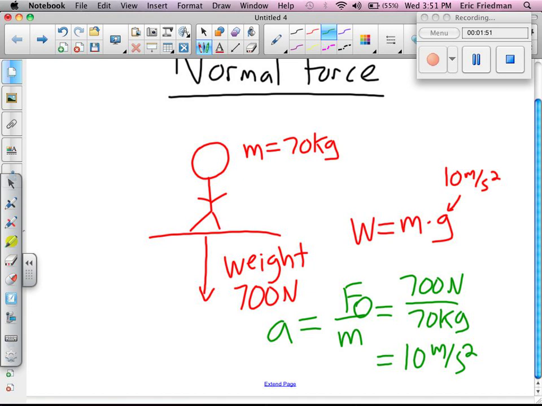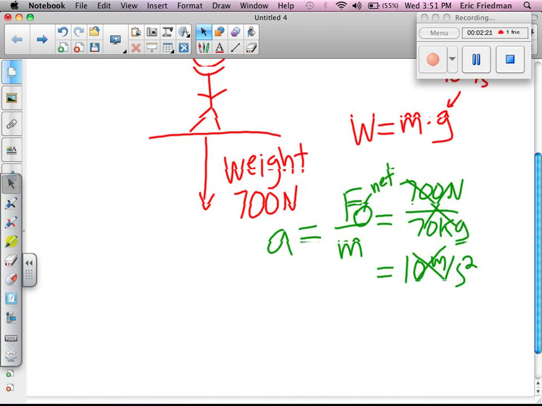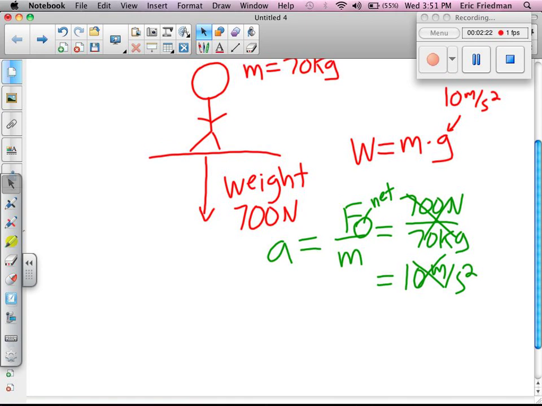What we're missing is that I forgot to write in this equation that this actually needs to be net force. So this is a net force. I'll just write net force inside there. The net force is going to be different than the 700 newtons, so this is not right. We can't actually do that. What I'm missing is another force that's acting on this person. There's got to be something that's balancing it out, because quite clearly this person is not accelerating.